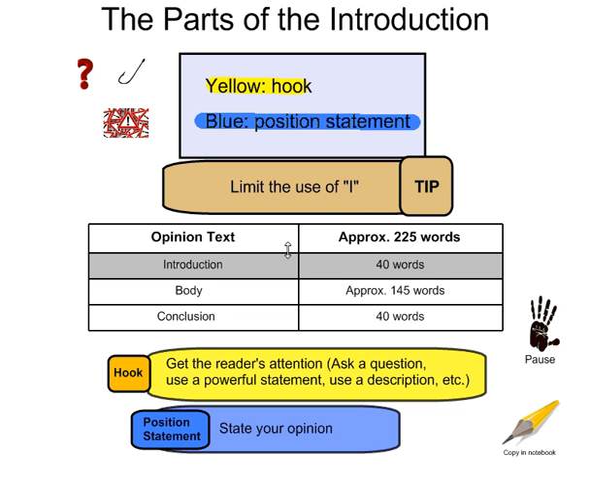And before we start practicing, I want to go over the different parts of the introduction in regards to the rest of the opinion text. So the introduction takes about 40 words, the body approximately 145 words, and the conclusion 40 words, for a total of around 250 words.